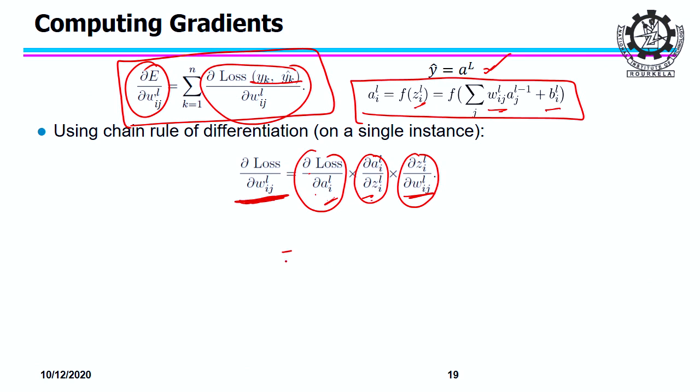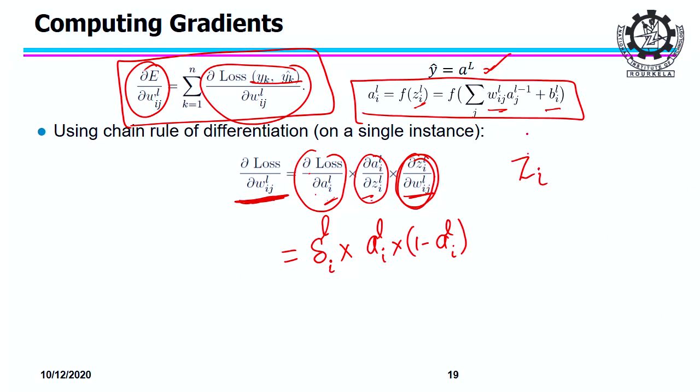For simplicity, we assume this value is delta at node i and level L. And this value, if you remember, we just computed, just the derivative we did: that is A_i^L into 1 minus A_i^L, you can verify it. Now, what you have to do is compute this part. How do you compute this one? This is very simple.